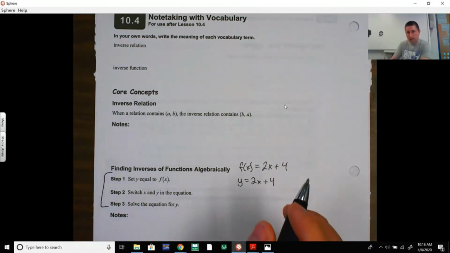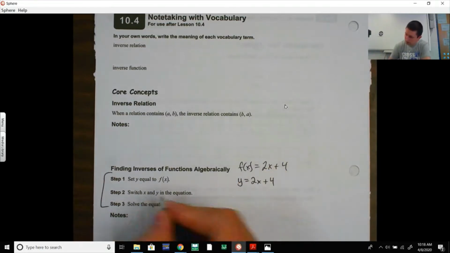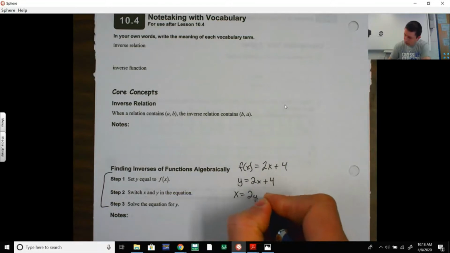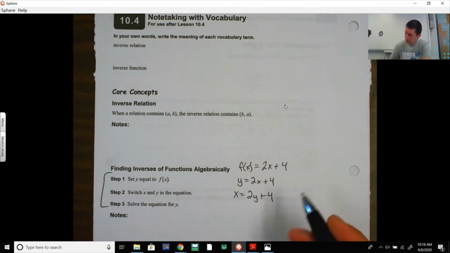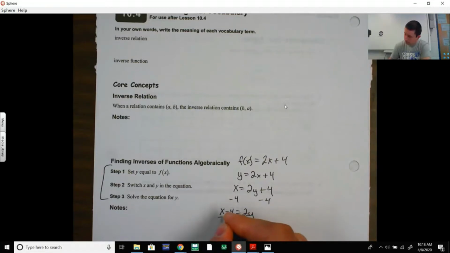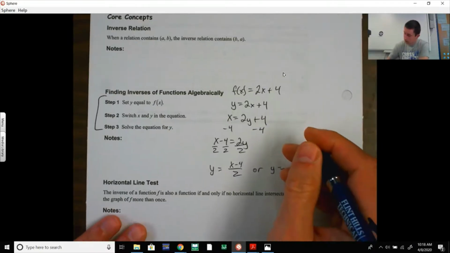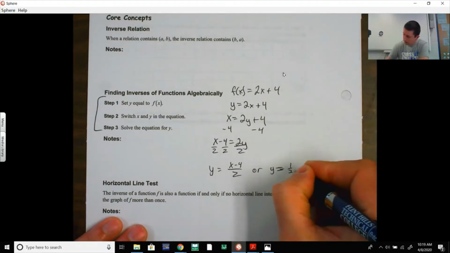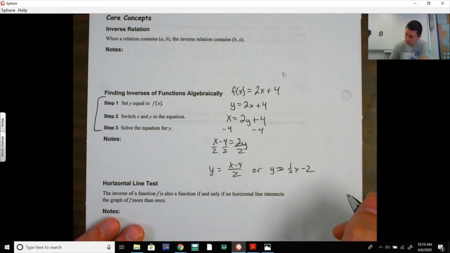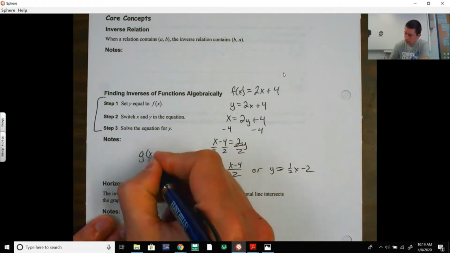What we're going to see here is the x's and y's switch, because if we want the inverse, we want to undo what we have. So we're going to switch the x and y in the equation. So x equals 2y plus 4, and now we're going to solve for y. Minus 4 over, so x minus 4 equals 2y, and then I can divide everything by 2. You could write that as y equals (x minus 4) over 2, or y equals 1/2 x minus 2. Let's go with this one right here. This would be our inverse function. A lot of times they will use g of x for that.